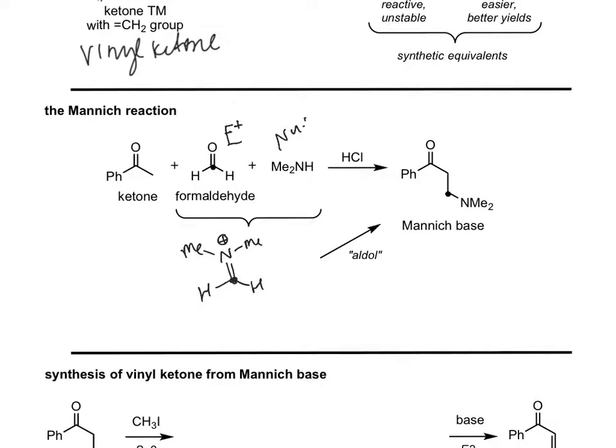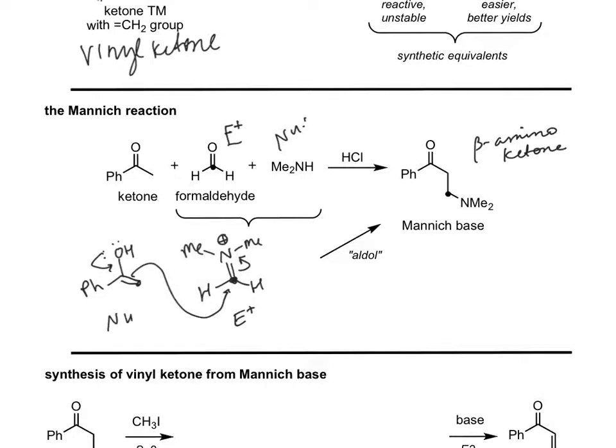This is now a very good electrophile that's made in situ, and we have only one component here that's enolizable, in other words, that has alpha protons. And so the enol of the ketone is going to serve as our nucleophile, and the iminium ion is going to serve as our electrophile. And so we can have an aldol-like reaction taking place here, but instead of making an alpha beta hydroxy ketone, we make a beta amino ketone as a result, which is known as a Mannich base.